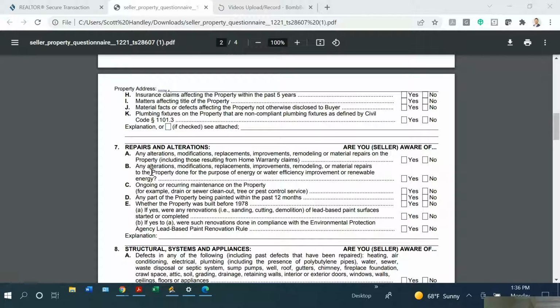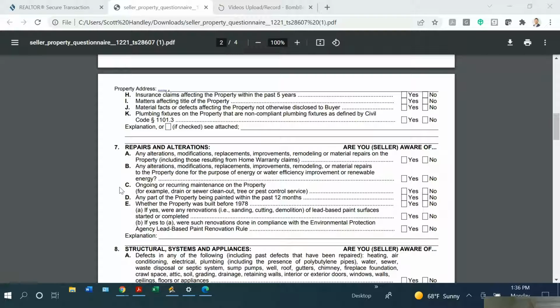7B, any alterations, modifications, replacements, improvements, remodeling, or material repairs to the property done for the purposes of energy or water efficiency improvements or renewable energy. Did we put in dual pane windows, low flow toilets, things like that? So yes or no.